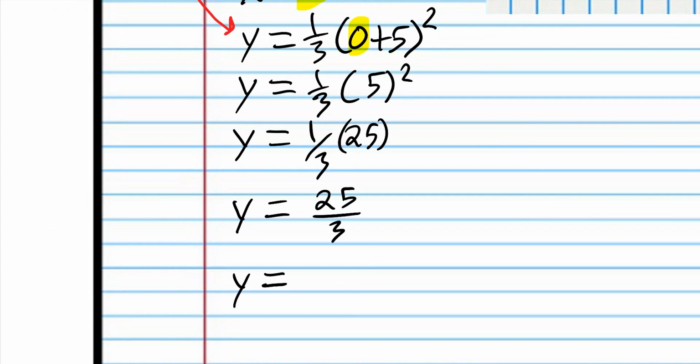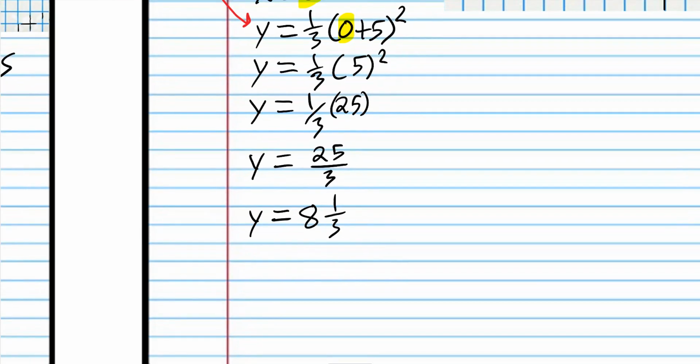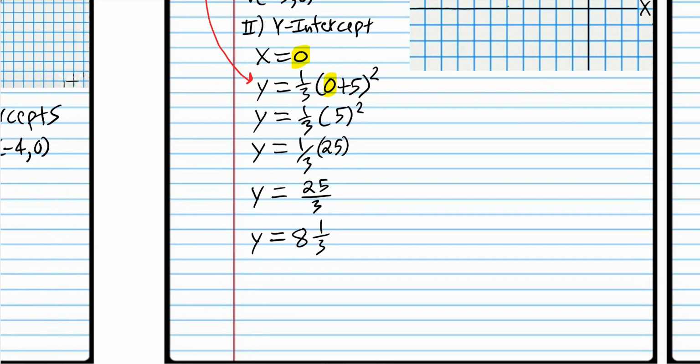And just for graphing purposes, let's go ahead and change that to a mixed number. So 3 goes into 25 8 times. The remainder is 1. And so the y-intercept is (0, 8 1/3).